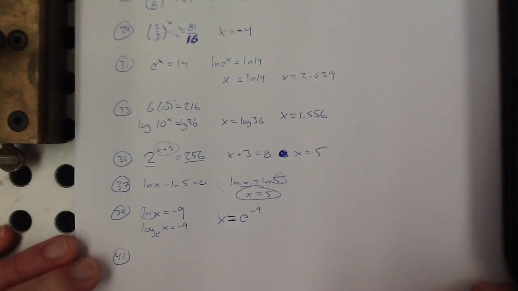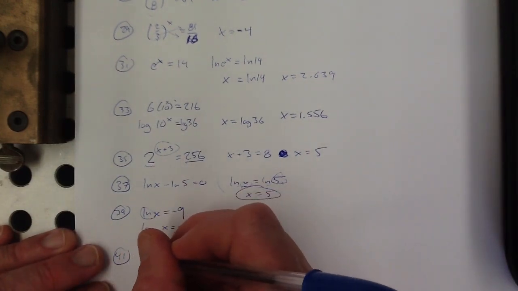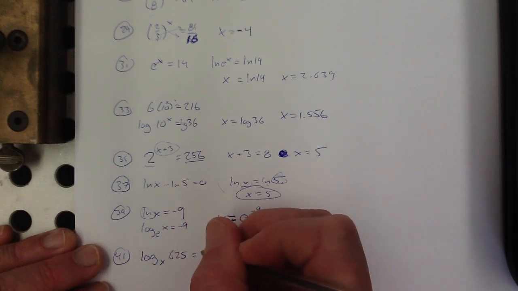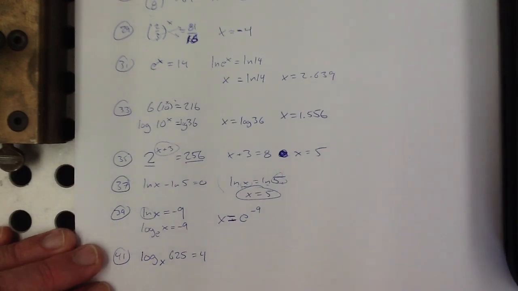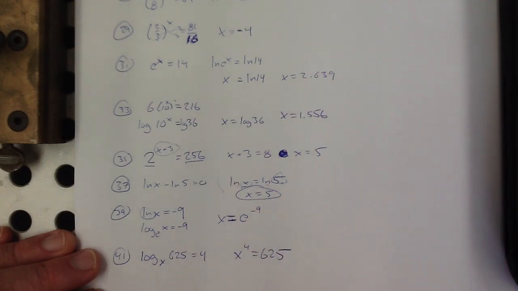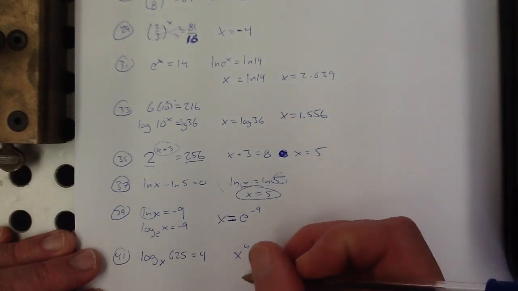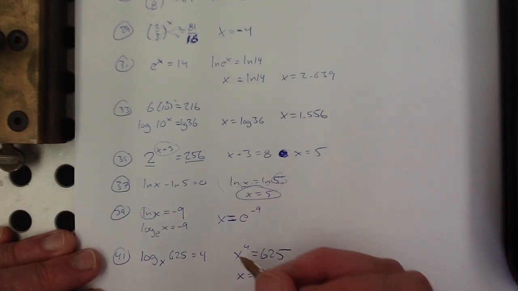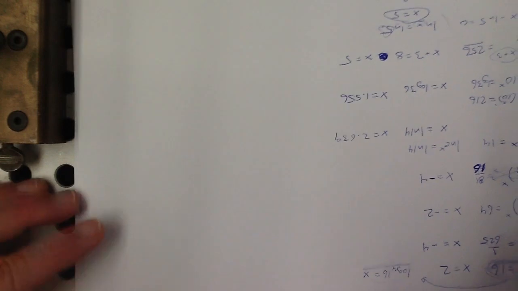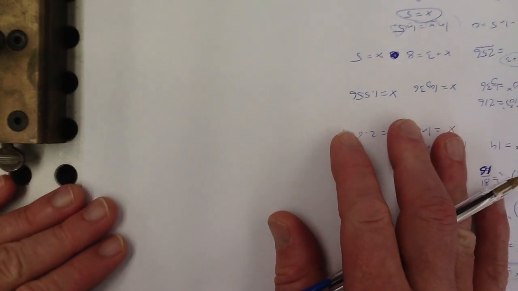Number 41. Log base x of 625 is equal to 4. Well, that's the same as saying x to the 4 equals 625. So you could, with your calculator, take the 4th root of that, but maybe you remember, we've seen already, this is a power that probably you should know, that 5 to the 4th power is 625. Fact. That was 41.